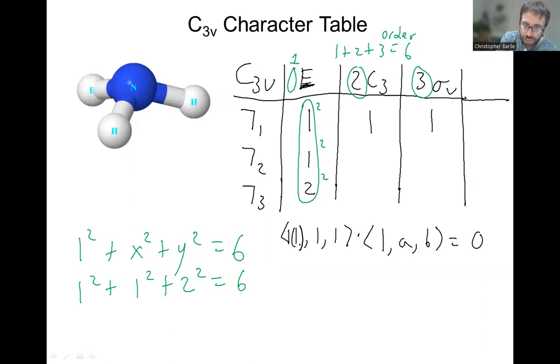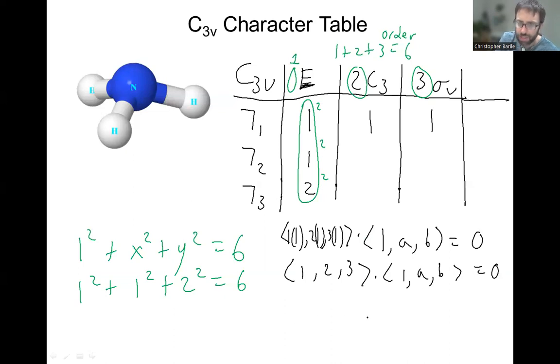So we have a 1 up here for E, so we have to times this by 1. We have 2 up here for C3, so the second component of our vector gets multiplied by 2. And then we have a 3 up here for sigma v, so we have to times that by 3. So we end up with 1, 2, 3. All of those got multiplied by 1, 2, and 3. It was all 1s, dotted with 1 comma A comma B, must equal 0.